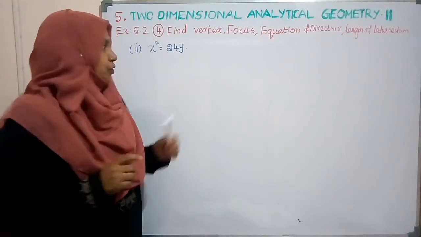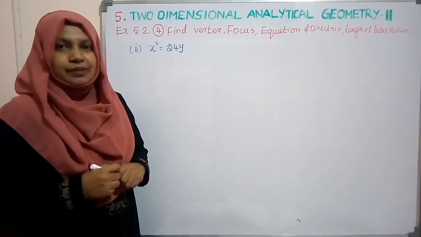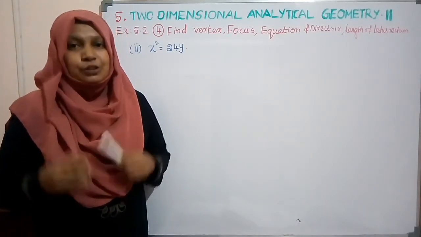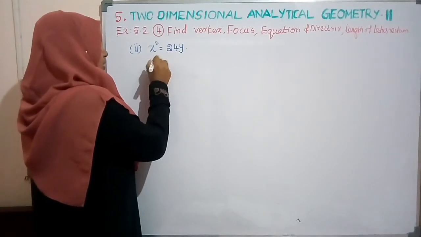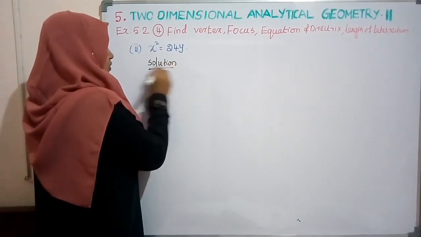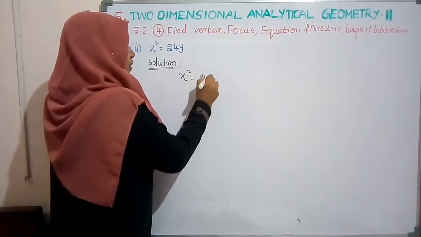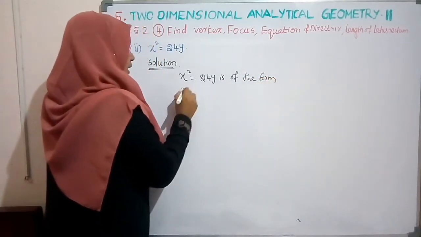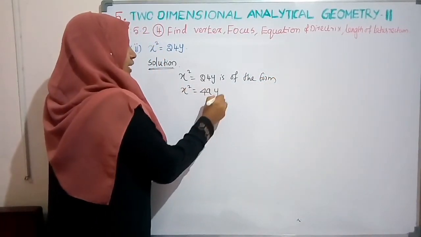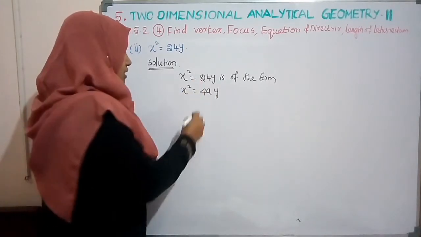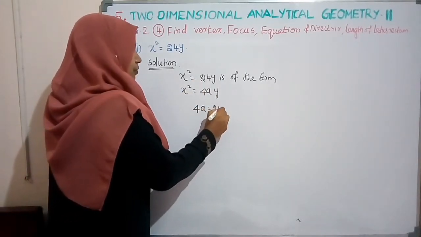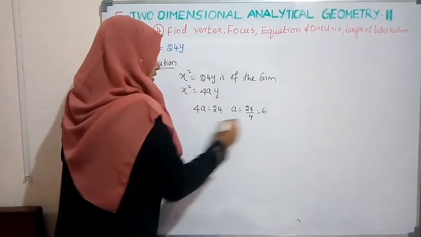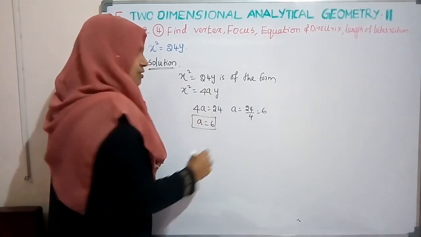Okay. Now subdivision 2, x square is equal to 24y. So x square is equal to 24y means it is of the form x square is equal to 4ay. See, x square is equal to 24y is of the form x square is equal to 4ay. So just compare the constant, 4a is equal to 24. Then a is equal to 24 by 4, it is 6. So we got a value as 6.